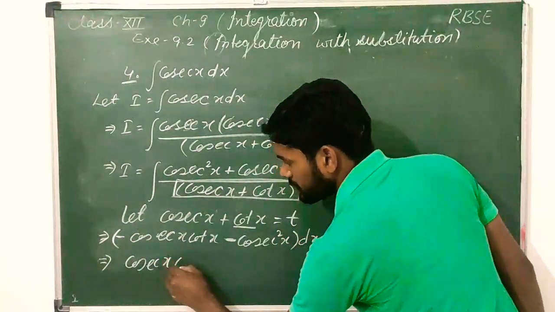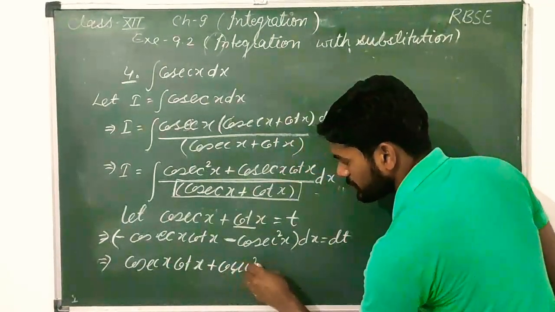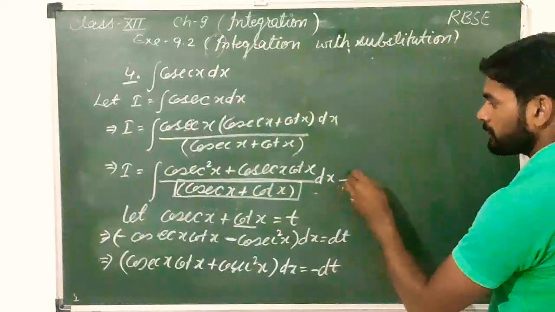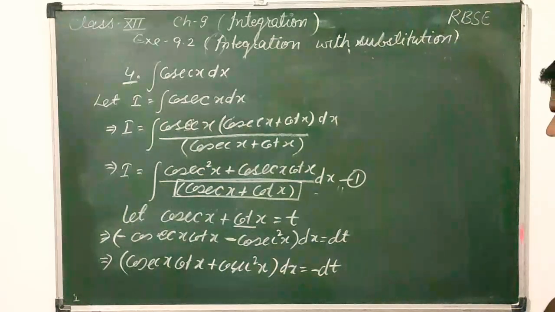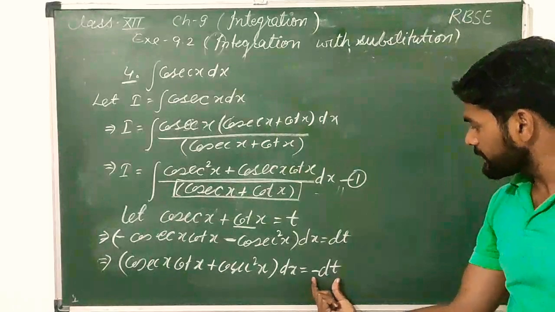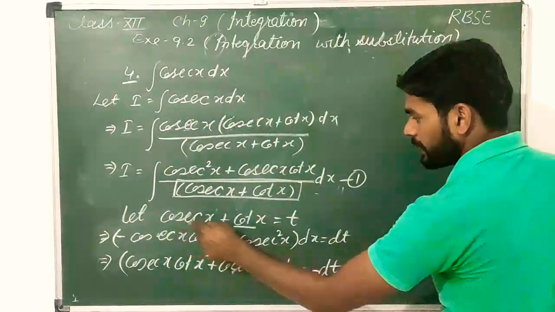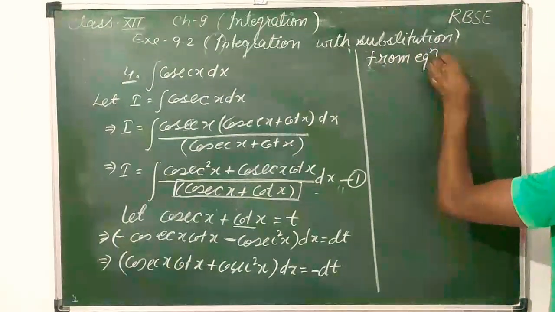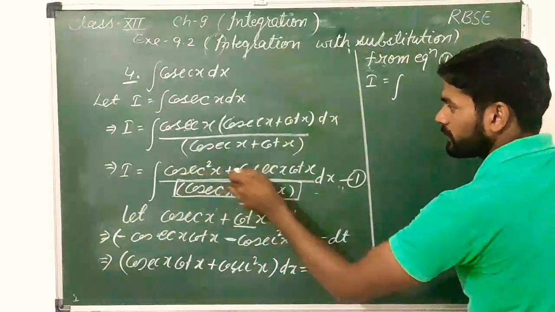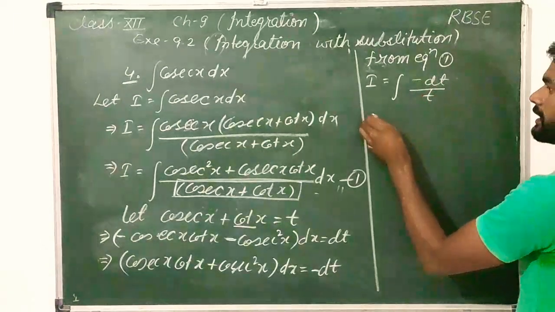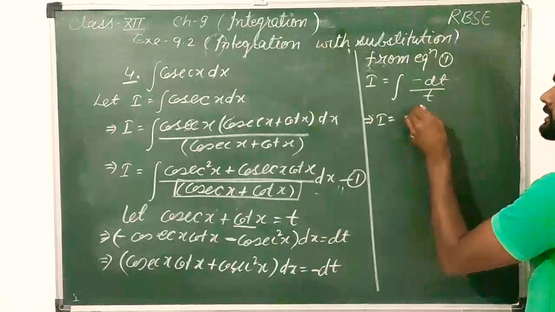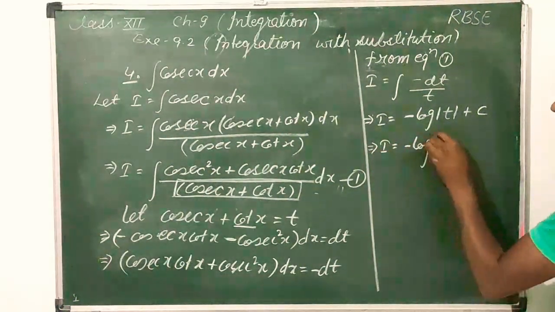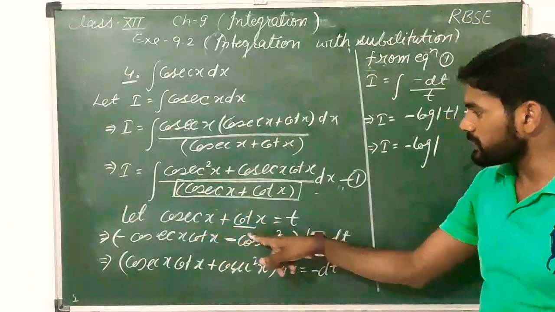So the result is cosec x cot x plus cosec square x into dx is equals to minus dt. Now apply both of these values in equation number first. So our numerator will become minus dt, and the denominator is t. Then I is equals to, from equation first, integration of minus dt upon t, which implies that I is equals to minus log of t plus c. Finally, I is equals to minus log mod of t, and t is cosec x plus cot x.